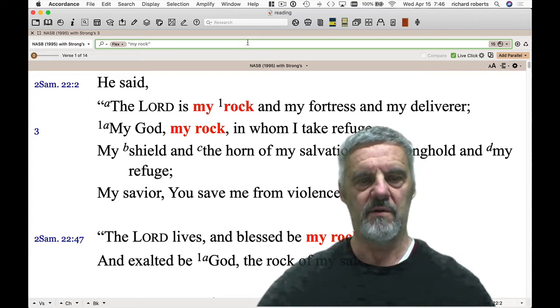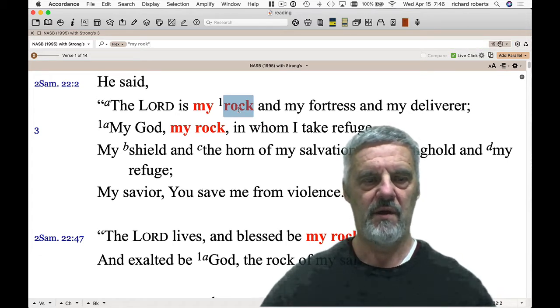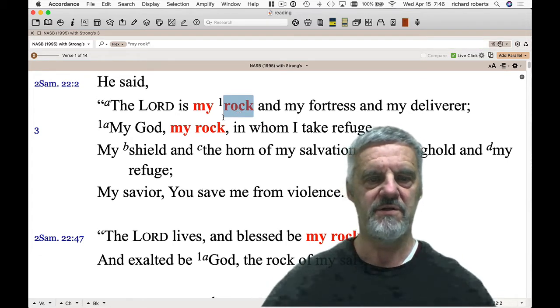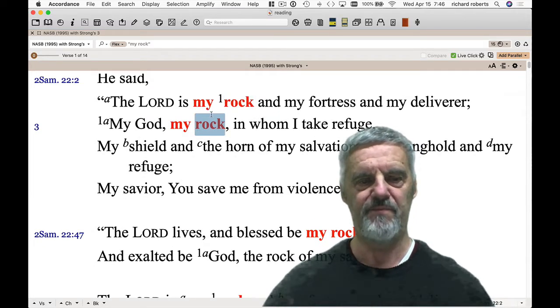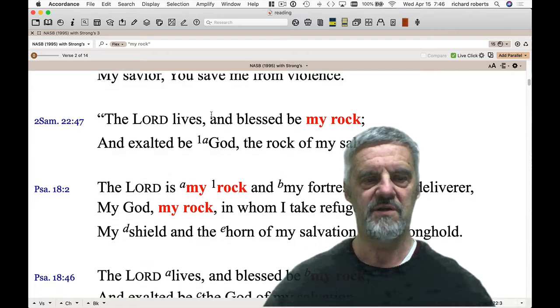And here we go. The Lord is my rock. That's one of our words. That's the second word. They're both synonyms. They're both translated the same. But look at these references here in 2 Samuel. This is David speaking: The Lord lives, and blessed be my rock.